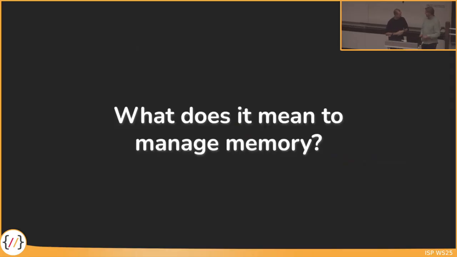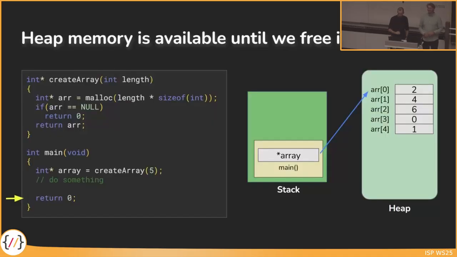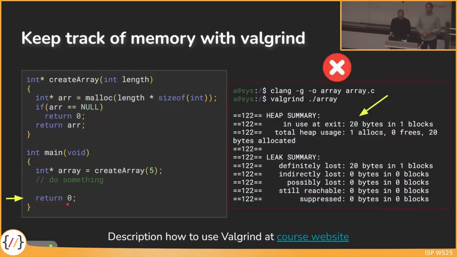We started in the beginning with saying that we have to manage our memory, and our topic is memory management. What does this actually mean? As I said before, when we do it like this, the heap memory is available until we free it. So it's not bound to the lifetime of a function. It's bound to us programmers. We have to decide when we don't need this anymore. So when we reach this return statement here, we will have memory leaks.